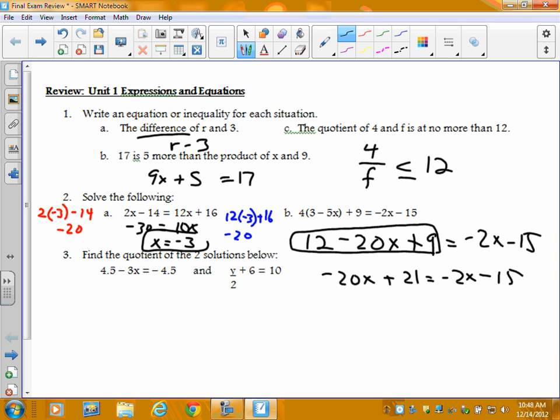Then again, guys, I'm always going to do the same thing. I'll always take the lesser thing and move it over there. So when I add 20x to both sides, that gives me 18x. When I subtract this over here, or excuse me, add this over here, that gives me 36.